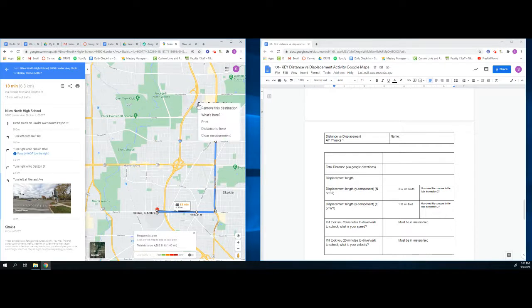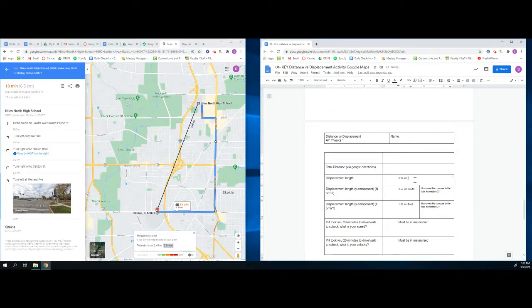Okay. I'm going to start at Niles North, distance to here. And that should be my distance. So that's 3.94 kilometers. That's my complete displacement length.